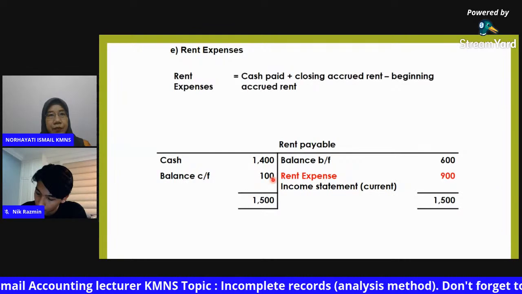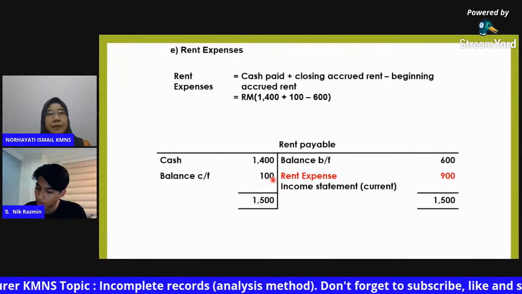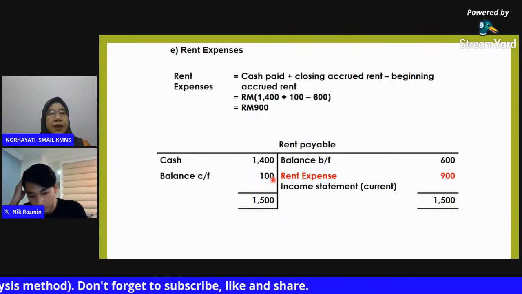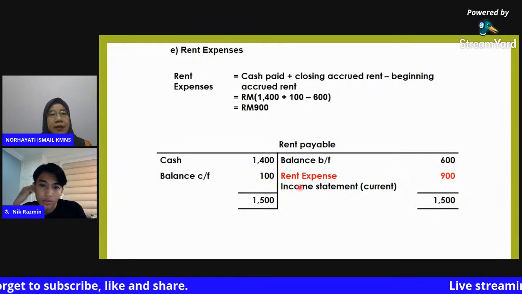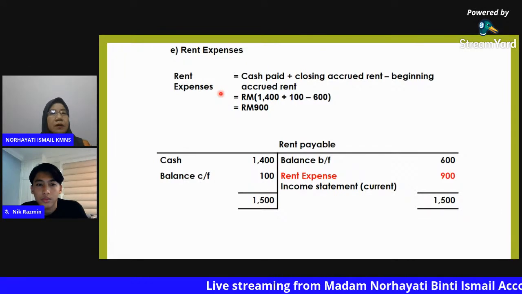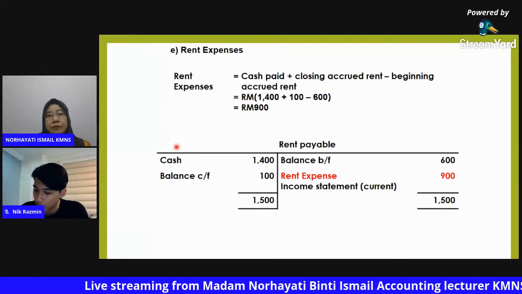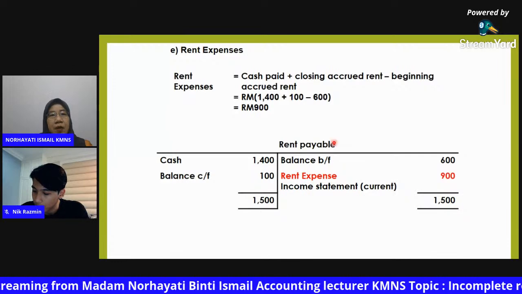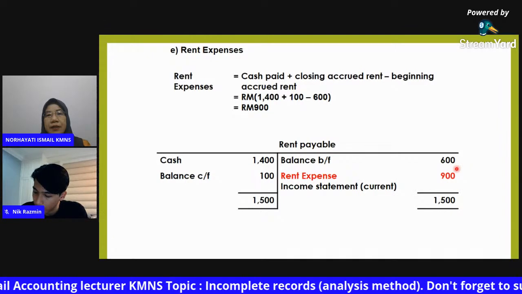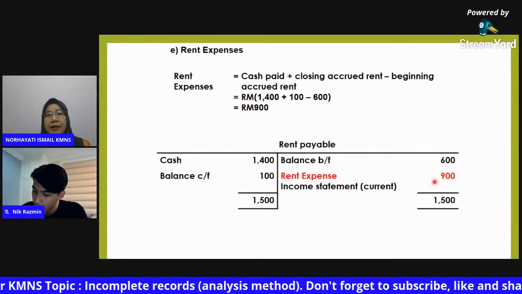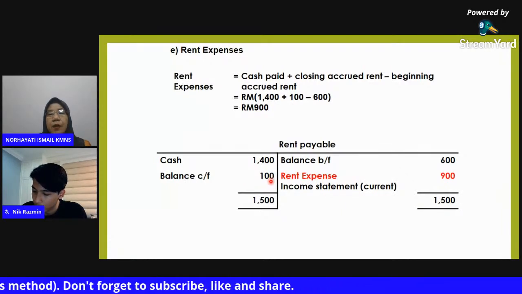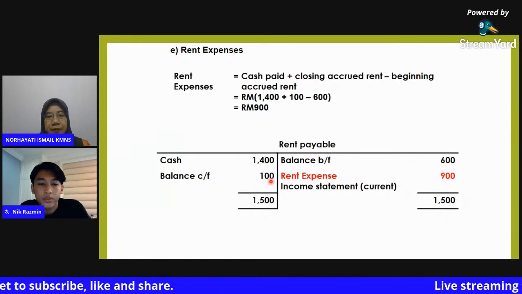So you can use the formula: cash paid plus closing accrued rent less beginning accrued. Then you get the total RM 900. Whether you want to use the formula or the account is up to you. But from the account, it is very easy to get the information for rent expense and the balance carried forward, because we must prepare the financial statement.